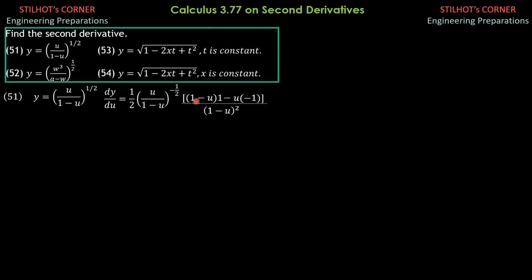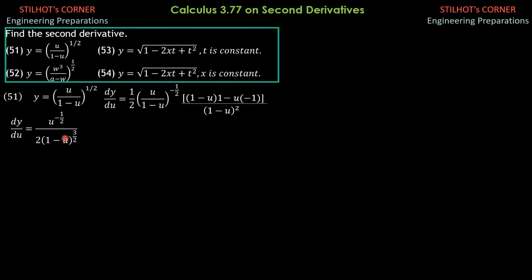So take note that if we simplify this part, this is 1 minus u plus u, so this is just 1. So let's make this u to the negative 1 half over 2, 1 minus u to the negative 1 half, which can be combined with this. So the denominator is 1 minus u to the 3 halves, because 2 minus 1 half is 3 halves. So dy/du equals u to the negative 1 half over 2 quantity 1 minus u to the 3 halves. So remember, this is just 1.